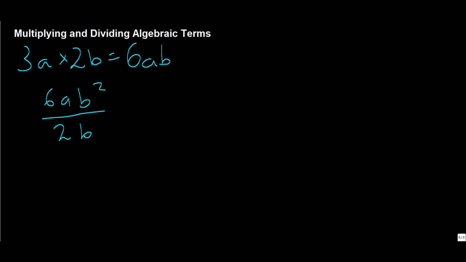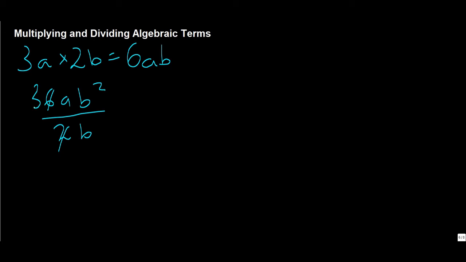Now, in divisions like this, you can actually cancel out factors that are on both sides. So what you can do here is, the 6 and the 2. Now 6 is a factor of 3 times 2, and 2 is a factor of 2. So you can get rid of the 2's. So you get rid of the 2 there, and you get rid of the 2 there and replace that with 3.